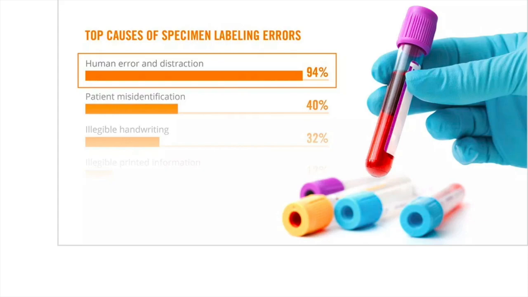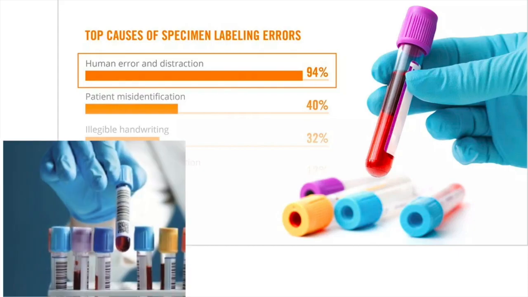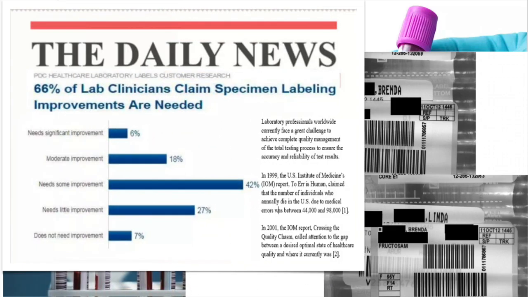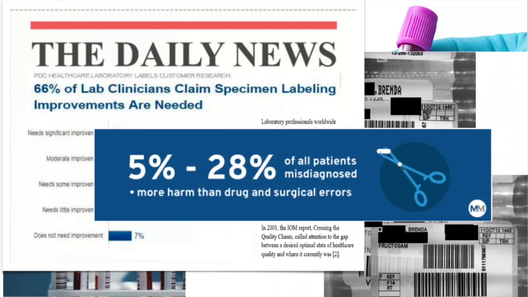Human error and distraction is about 94% of the cancer mislabeling errors. This happens due to mislabeling the samples, where you can see here Brenda and Linda are grouped into different packets. A recent survey claims that 66% of the lab technicians need improvement in the way they detect cancer. 28% of the patients are misdiagnosed. That's more harmful than a drug or any surgical error.